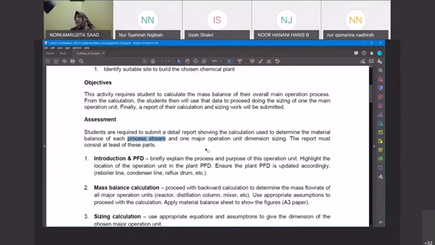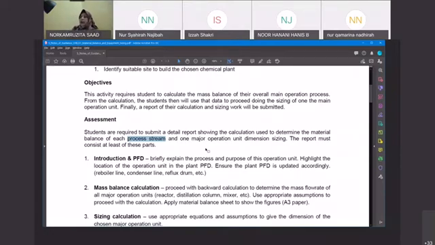So you have a separator, for example, they use the word separator, but the name is actually gas absorption column, or maybe the distillation column. Okay, so get to know your column, or get to know your major operation unit very well.